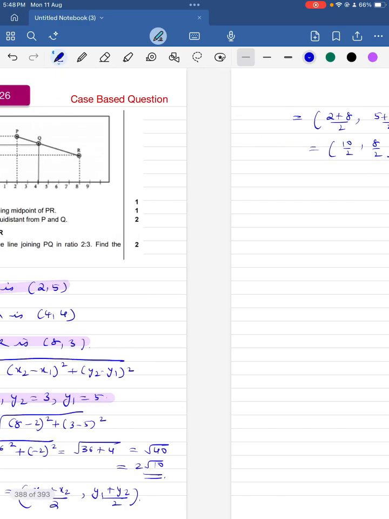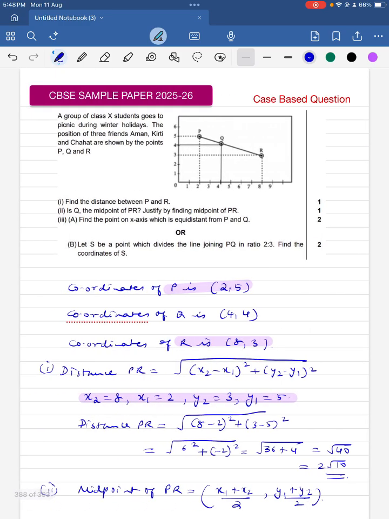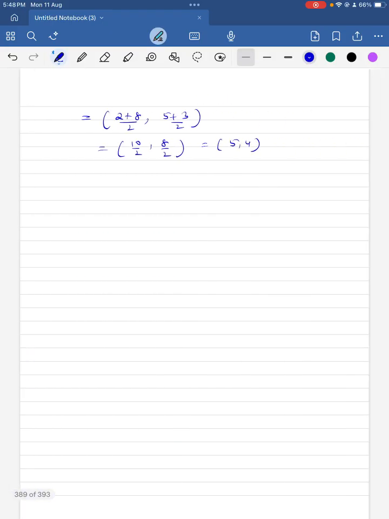Now here they've given the coordinates of Q as 4, 4. We found the coordinates of Q by looking at the image as 4, 4. But we got the midpoint of PR as 5, 4. So, but the coordinates of Q is 4, 4. Therefore, Q is not the midpoint of PR.